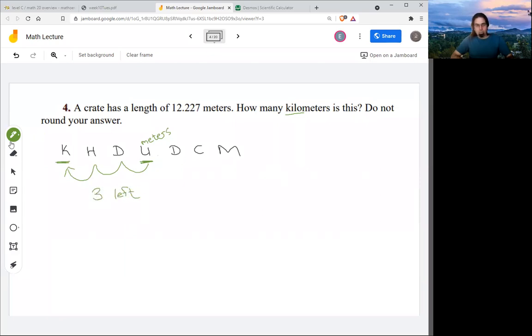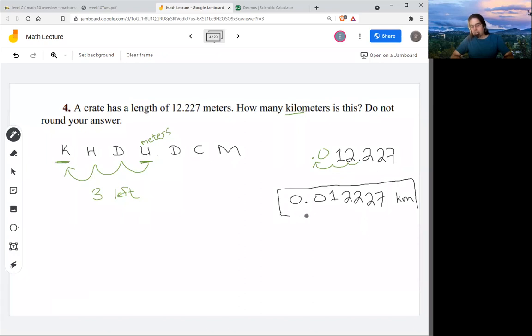So then I take my number I started with and do the same thing. When I scoot off the edge, I need a 0. And we're done.